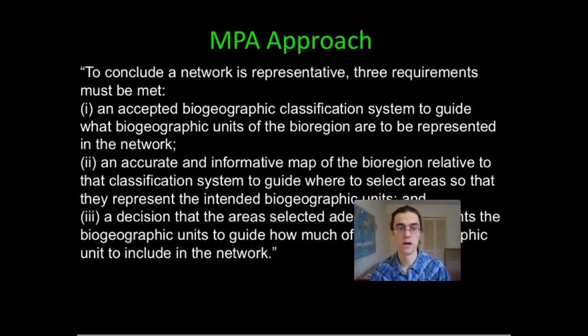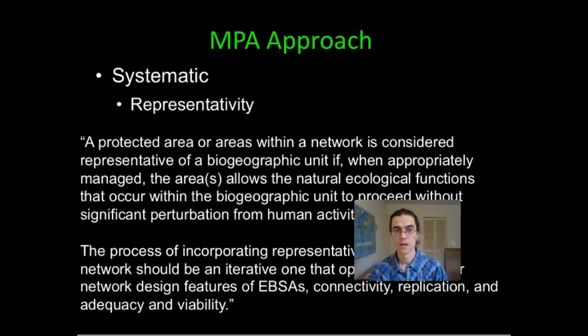So, some pretty borderline jargon, scientific report lexicon there, but some key nuggets to pull out of this report that really speak to this representativity concept within the systematic approach. And lastly here, not to belabor that too much, but a protected area or areas within a network is considered representative of a biogeographic unit if, when appropriately managed, the areas allow the natural ecological functions that occur within the unit to proceed without significant perturbation from human activity. So this is a pretty key element here, criteria, and the process of incorporating representativity into an MPA network should be an iterative one, right?